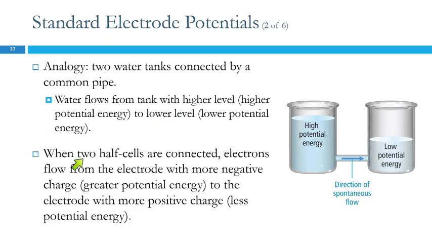When we connect 2 half cells, electrons flow from the side with more negative charge, greater potential energy, to the side with more positive charge, lower potential energy. Make sense? So potential energy is electrical potential energy, very similar to physical potential energy. Okay?